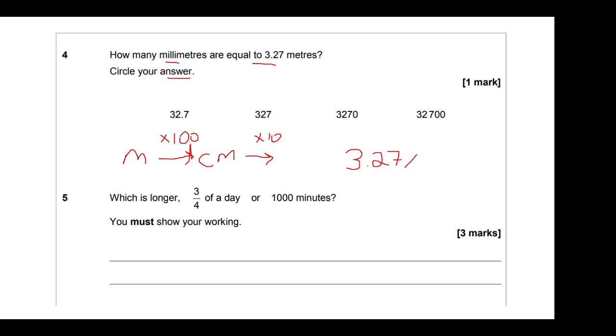And when you do that, guys, you will indeed get 3,270 because the decimal point moves 3 places to the right. So 1, 2, 3. And that, guys, is our answer. So that's question number 4 done.